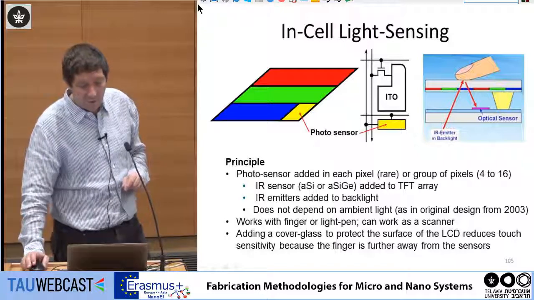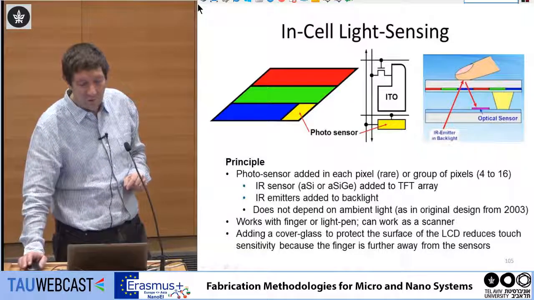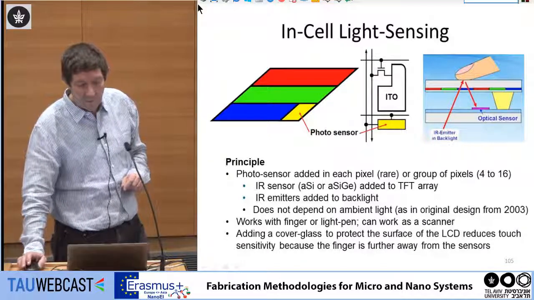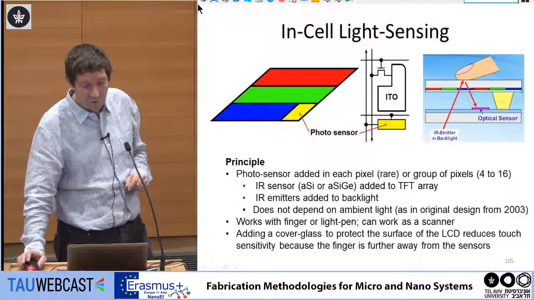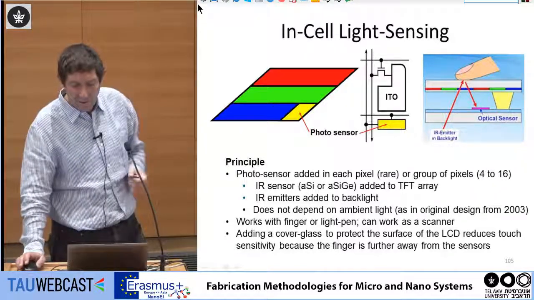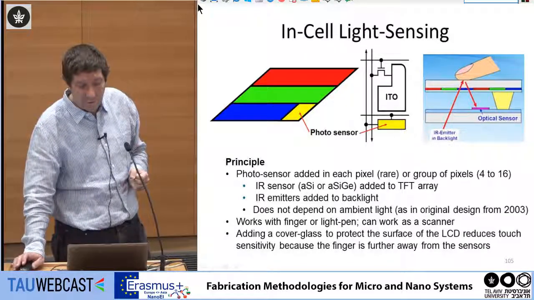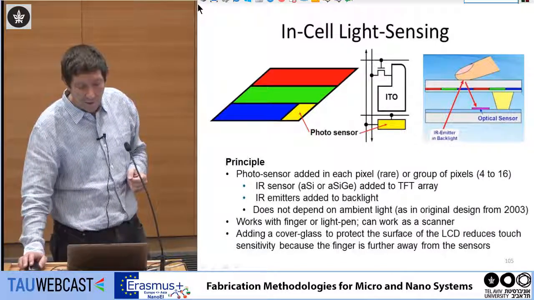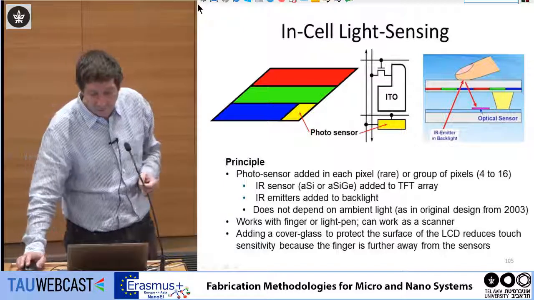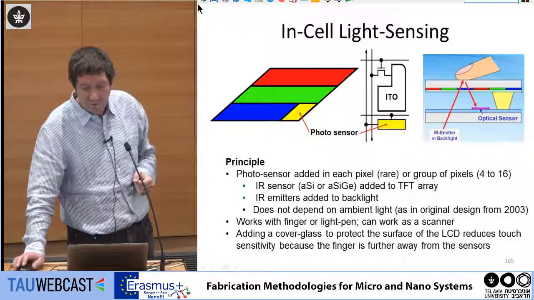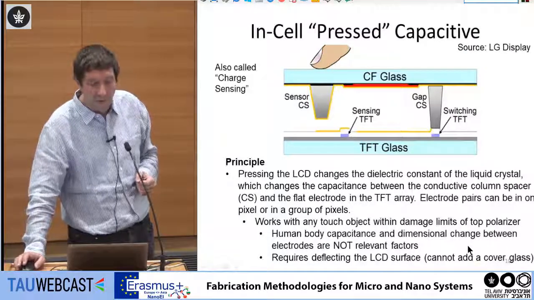You can use an infrared sensor, amorphous silicon added to the thin film array. Infrared emitters added to the backlight, does not depend on the ambient light. The advantage of this one, you can do it in the dark. It has an original design, actually it's a pretty old one, works with finger or light pen, and can work as a scanner. Adding a cover glass to protect the surface of the LCD reduces touch sensitivity because the finger is farther away from the sensor. So it's actually, you can use in-cell pressure capacitance.